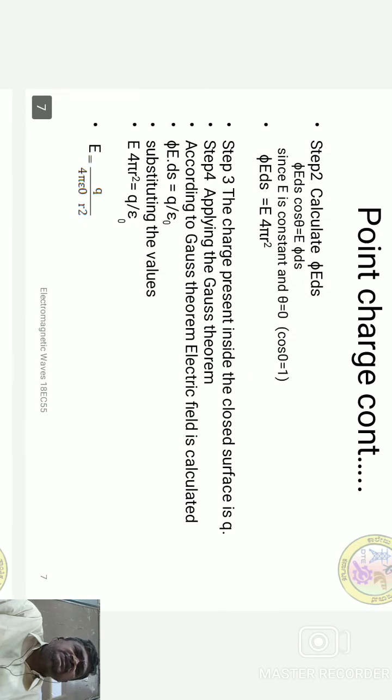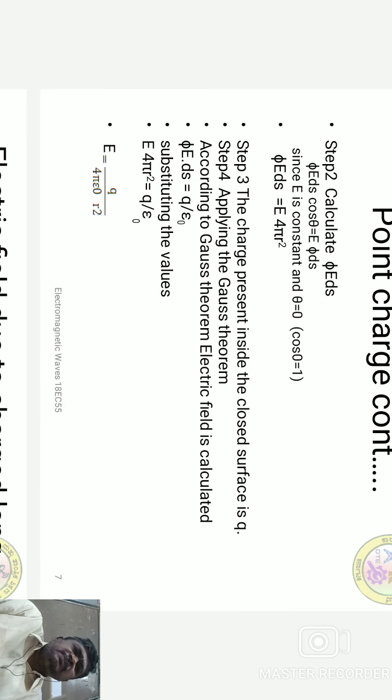Next, the second step. What is step 2? Step 2 is the calculation of the closed integral. First we need to be aware of the Gaussian expression. What is the general formula? The closed integral of E ds cos theta is equal to q upon epsilon naught. Now first let us calculate the left hand side. What is the left hand side? The closed integral of E ds cos theta. And on the right hand side we need to calculate what that q value is.